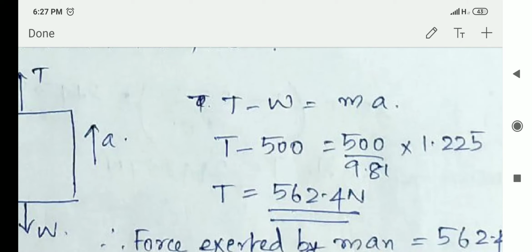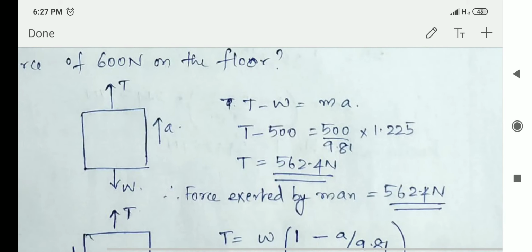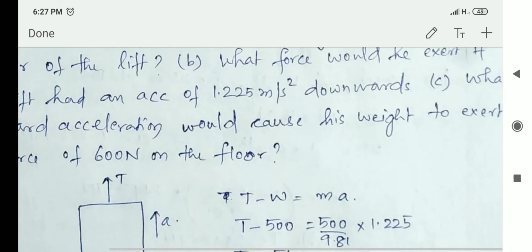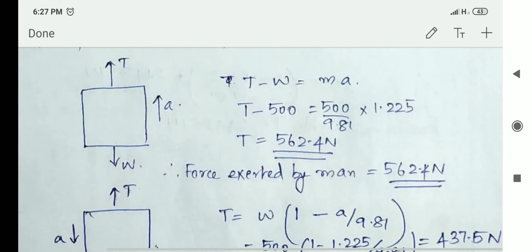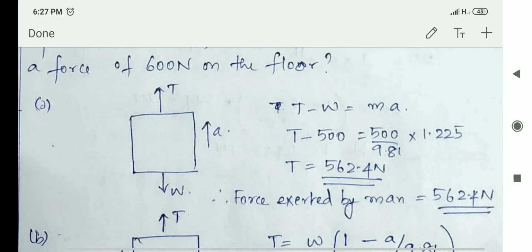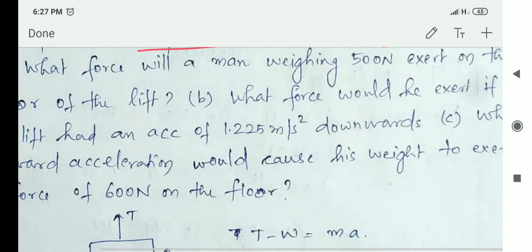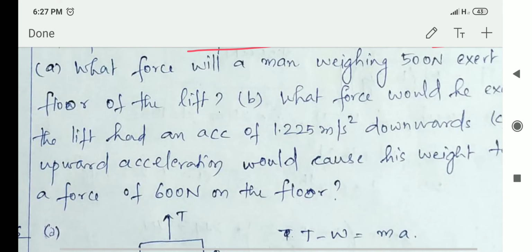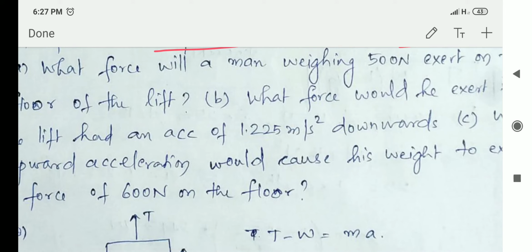Same argument, M equals 500 by 9.81. Since W equals 500, T equals 562.4 Newton. That is, tension equals 562.4 Newton. Therefore, the weight actually experienced by the person, or the weight he exerts on the floor of the lift, equals 562.4 Newtons. Okay. The next question is, what force would he exert if the lift had an acceleration of 1.225 meter per second square downwards?